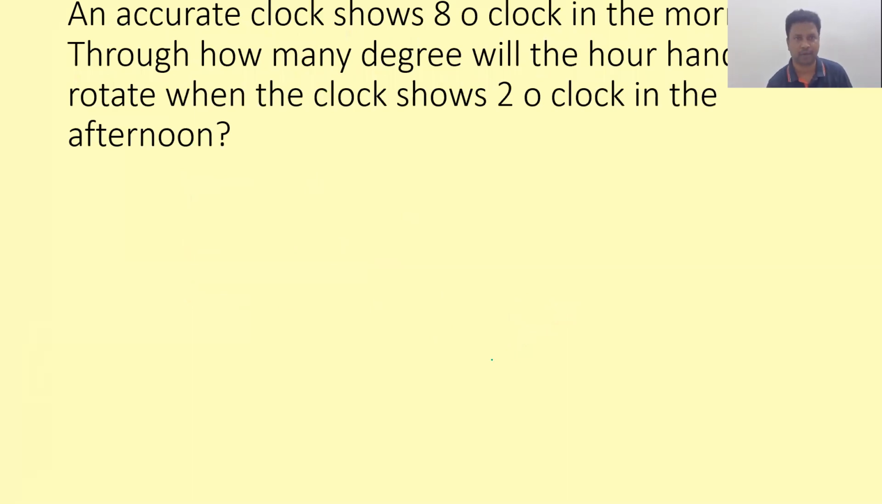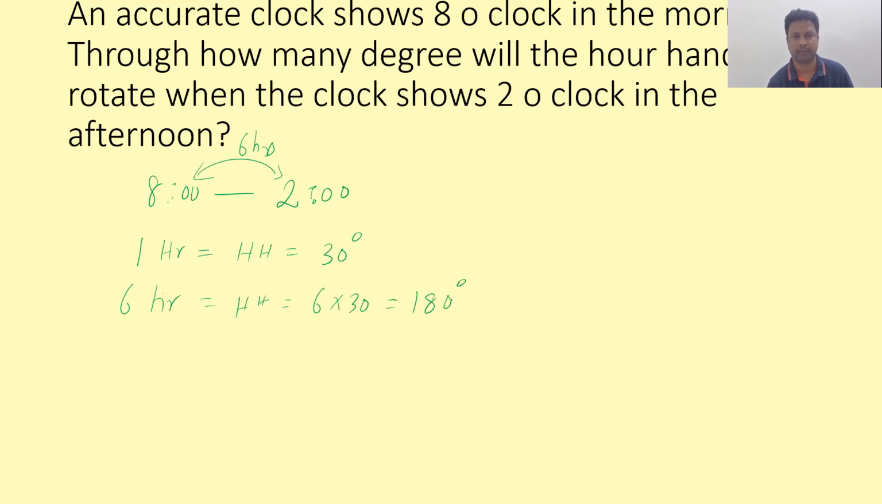Next. An accurate clock shows 8 o'clock in the morning. Through how many degrees will the hour hand rotate when the clock shows 2 p.m.? So 2 o'clock in the afternoon, that is 2 p.m. From 8 a.m. to 2 p.m. We know that for every 1 hour, the hour hand will move 30 degrees. From here to here, how much time gap is there? 9, 10, 11, 12, 1, 2, a 6 hour gap. So for 6 hours, the hour hand will move 6 into 30, which is 180 degrees of movement.